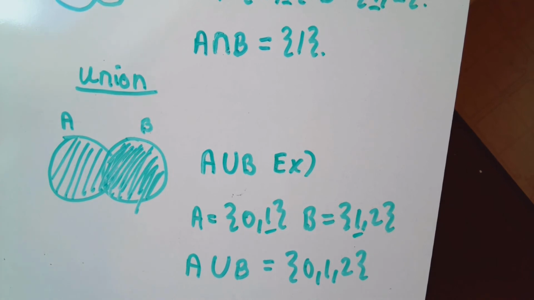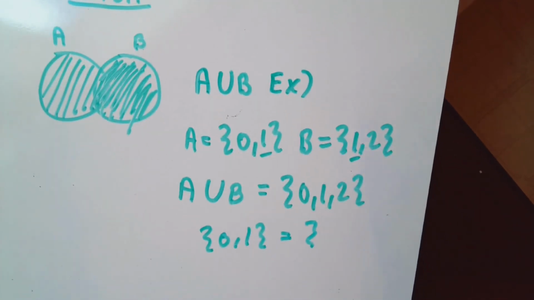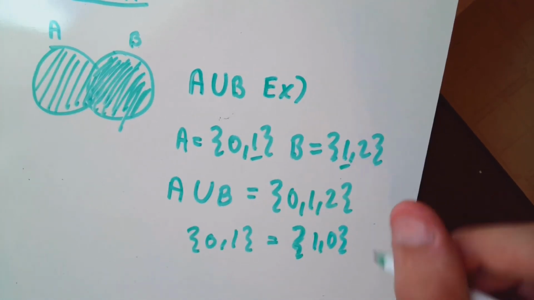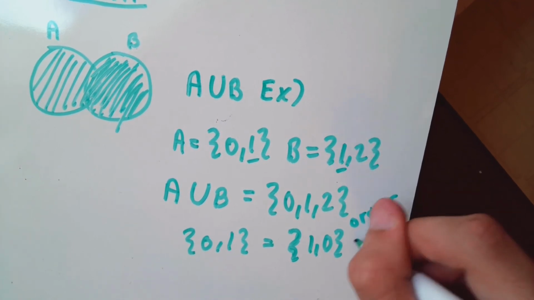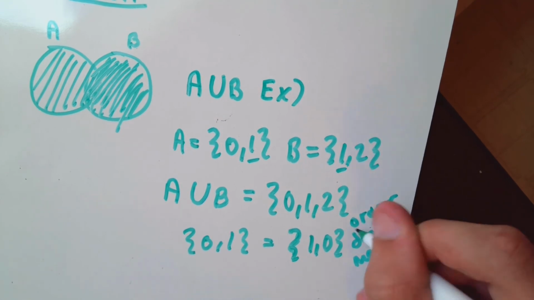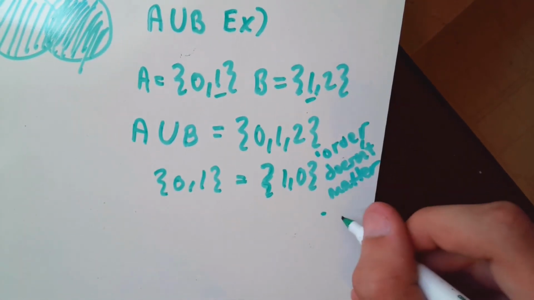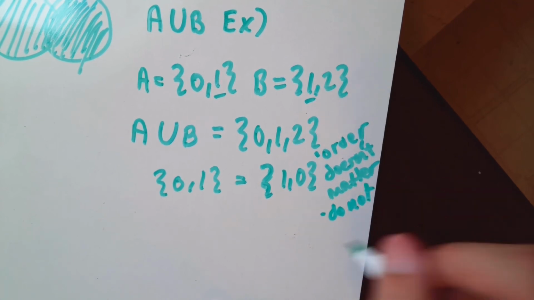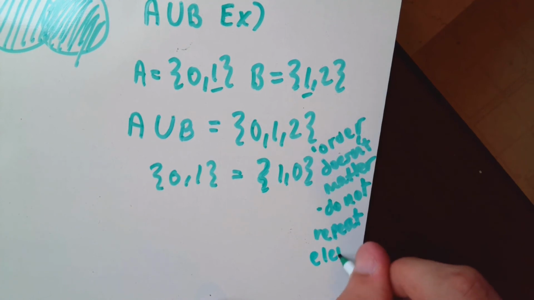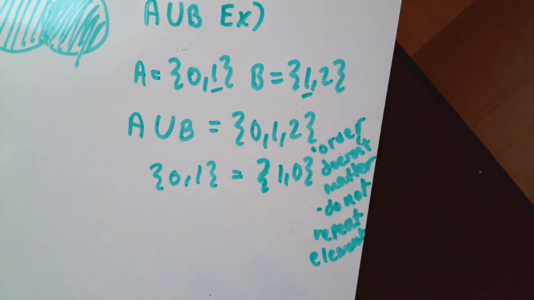And as another observation, the order in which you list elements in a set doesn't matter. So for example, 0, 1 is the same thing as 1, 0. So order doesn't matter. And then also note we do not repeat elements. We only wrote 2 once.